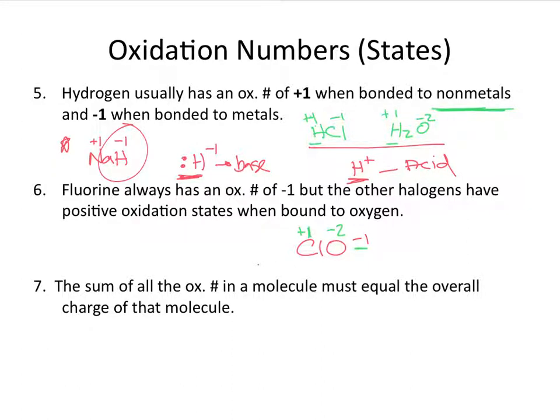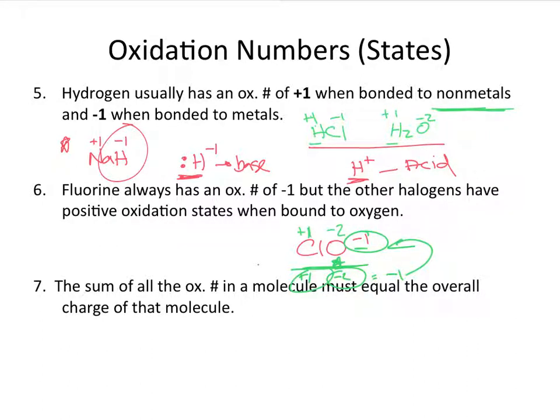The final consideration is that the sum of all the oxidation numbers in a molecule must equal the overall charge of that specific molecule. We just saw that in the example above. Each of the oxidation numbers here has to add up to the overall charge of the molecule. The charge of this molecule here is -1, and each atom has an oxidation number. The oxygen has a -2, the chlorine has a +1. So -2 + 1 equals -1, which matches our overall charge.